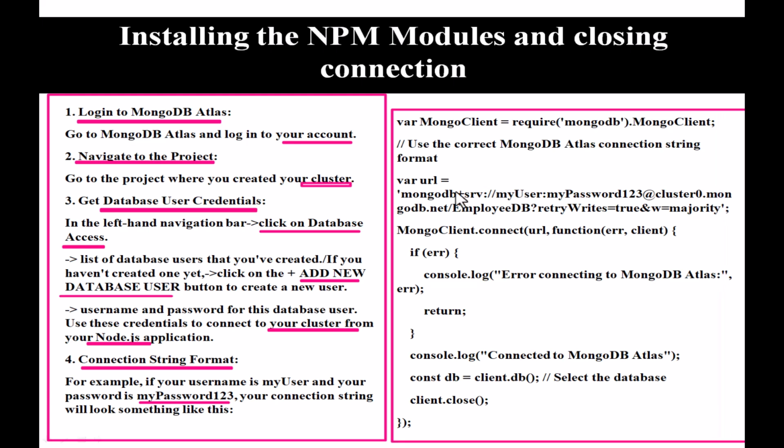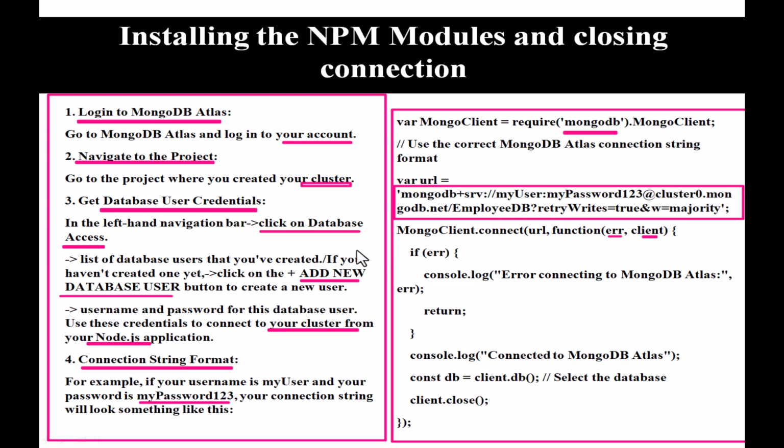So here, require MongoDB, same as previous. MongoDB URL. Here you need to specify the MongoDB Atlas URL. The password and user ID I have created. So the MongoDB server, my user, password 123, cluster. Here it is going to show mongodb.net, employeeDB, retryWrites, w=majority. Next, the MongoDB connection URL function, with error and client as the two parameters.